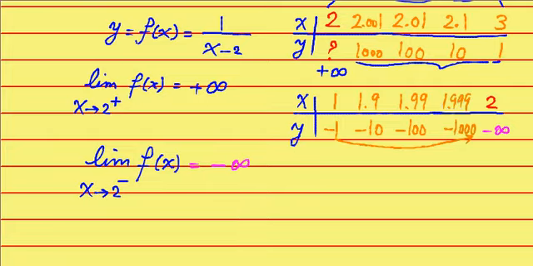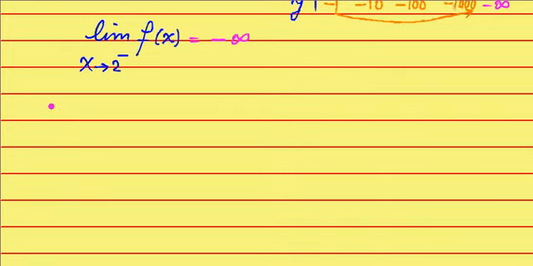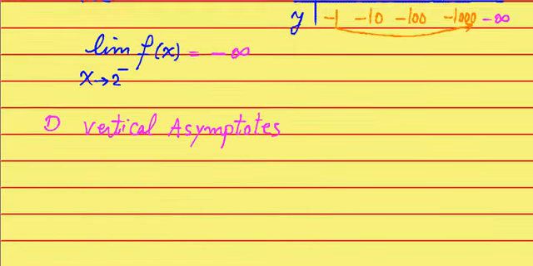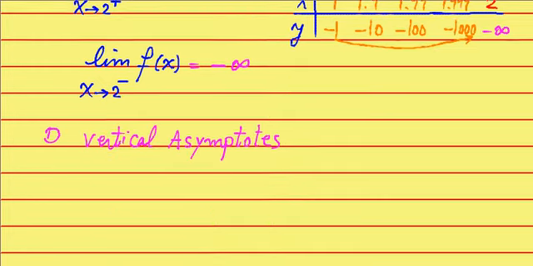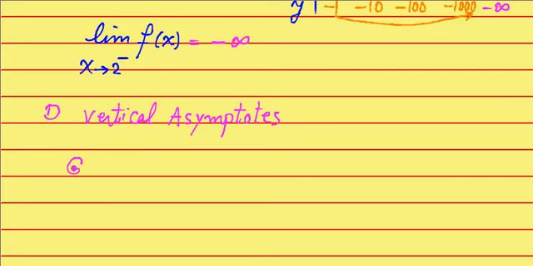The story of infinite limits ties into the story of vertical asymptotes. So item D for us is vertical asymptotes. The idea of a vertical asymptote is just capturing what we saw here in a picture. This is algebra and arithmetic. If you want to display all of this by a picture, you are going to have a vertical asymptote. Let's see what happens here. Suppose I ask you to graph y is equal to 1 over x minus 2.